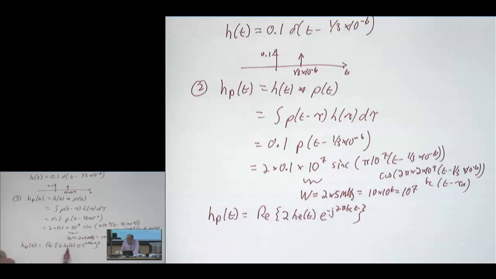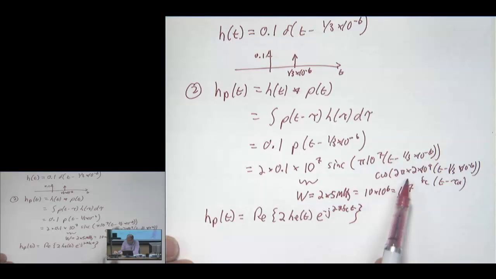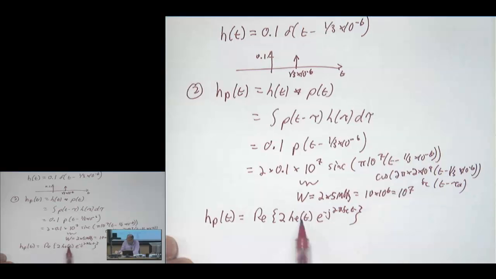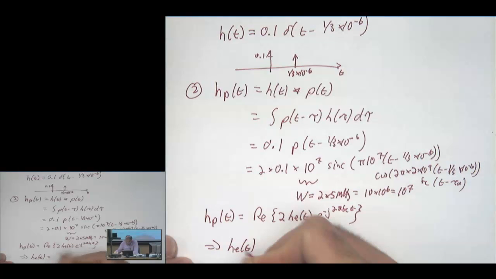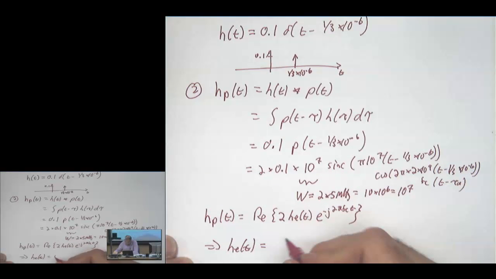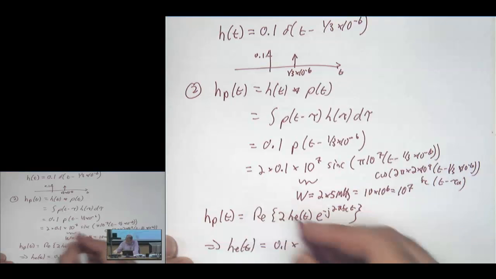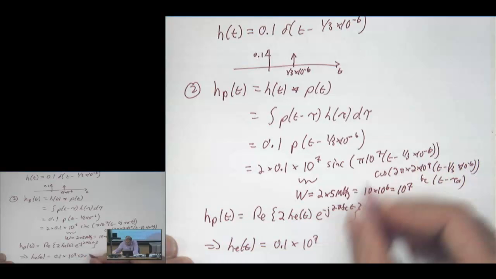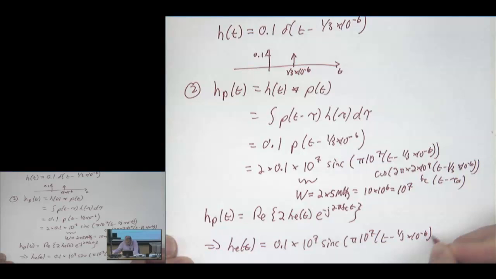So actually just using this here, I can look directly and see this here, because this is a cosine multiplying something. So if I take the real part, basically this means that just by doing this matching here, h_E of t is 0.1. So there's a 2 here. It's 2 here. Good to go. Get rid of that 2. 10 to the 7th sinc of pi times 10 to the 7th t minus 1/3 times 10 to the minus 6 here.